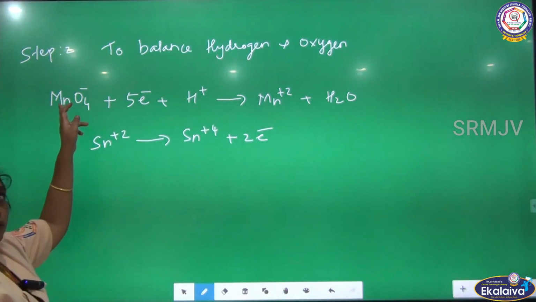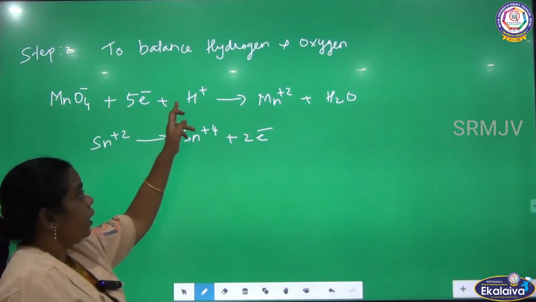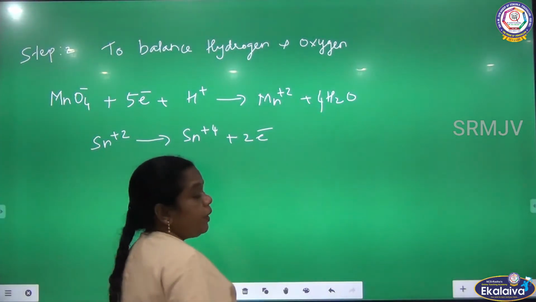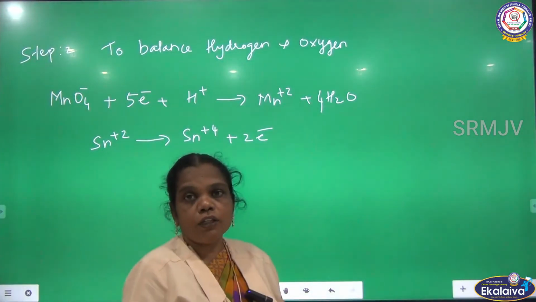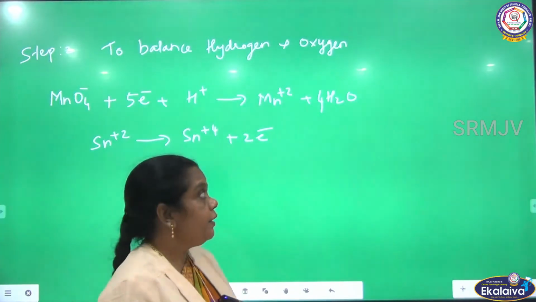Here first you have to look at the oxygen. How many oxygen in this side? 4, and here only 1. So this can be multiplied by 4. So what is going to be balanced? Oxygen. And next you want to balance hydrogen.